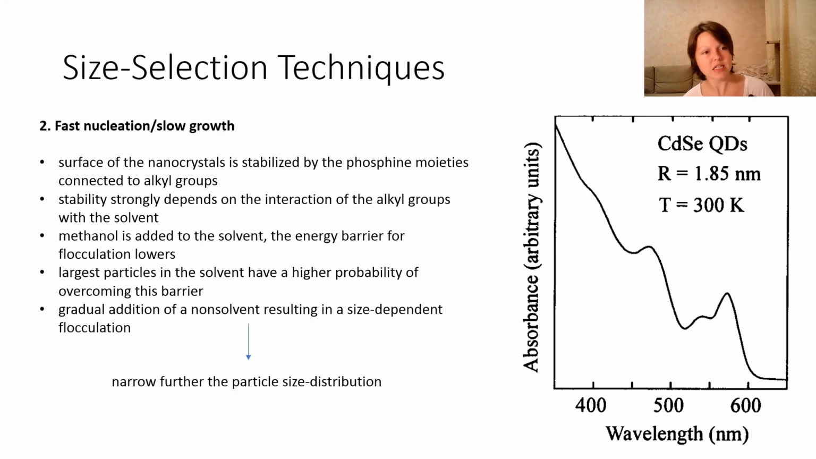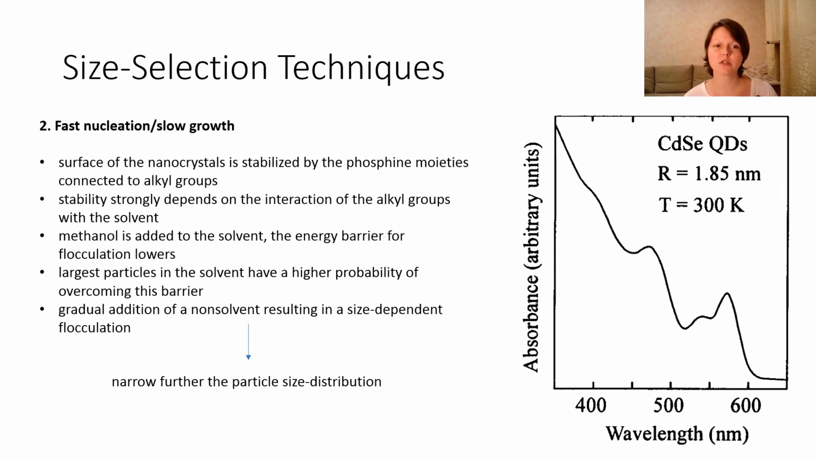Also, during this technique, the surface of the nanocrystals is stabilized by the phosphine moieties connected to the alkyl groups. Stability of the system strongly depends on the interaction of the alkyl groups with the solvent. So we decrease the concentration of the solvent by adding, for example, methanol, and the energy barrier for the flocculation, in other words, coalescence, lowers.